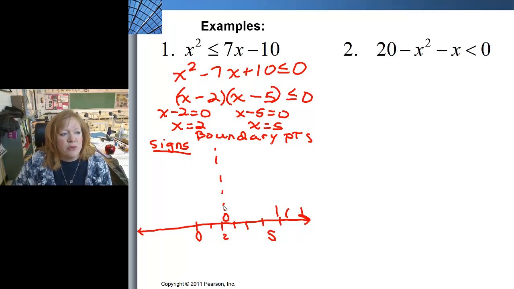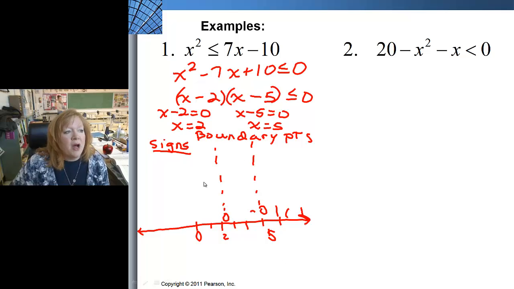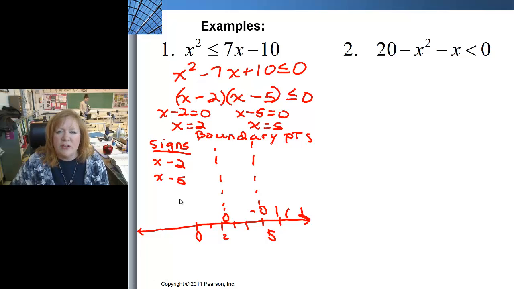So x being 2, I split up the number line. I put a 0 above the 2 and go up, and then a 0 above the 5 and I go up. Once I have this split apart, I'm going to take these bit by bit. So I've got the first factor is x minus 2, second factor is x minus 5, and then the product, where you multiply these two together.